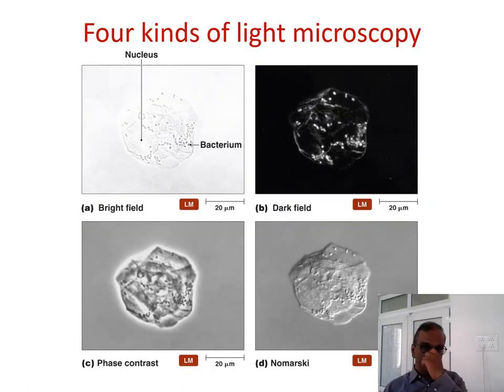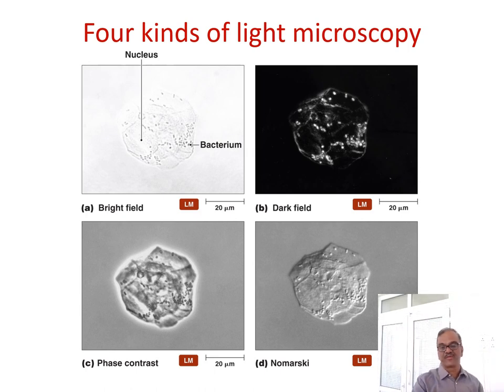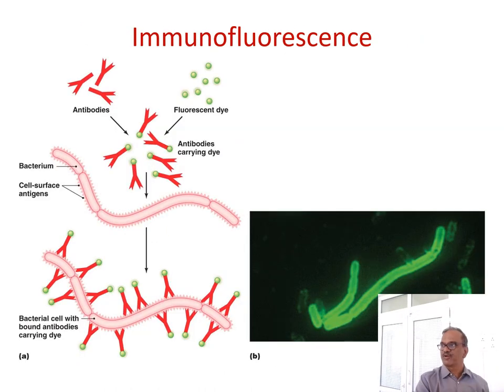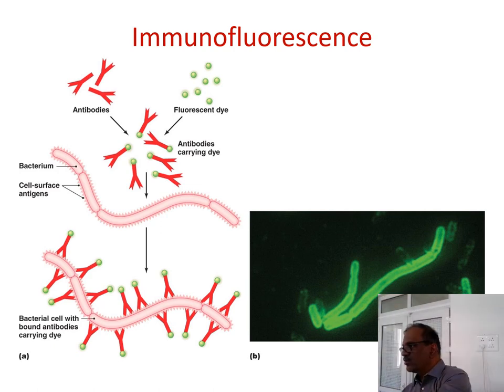Okay, so four kinds of light microscopy: bright field, dark field, phase contrast, as well as the MRC, you can see the variations between them. Okay, then immunofluorescence also, that is, here the fluorescent dye is added to the antibody, then wherever the antigen is present, the antibody goes and binds. So what happens after binding? That part gives the fluorescence. Easily you can detect where the antigen is present.